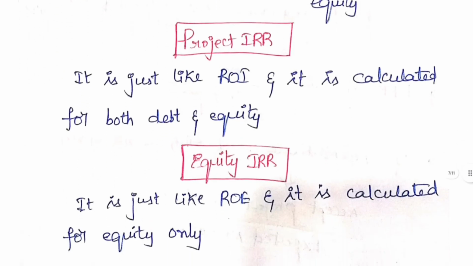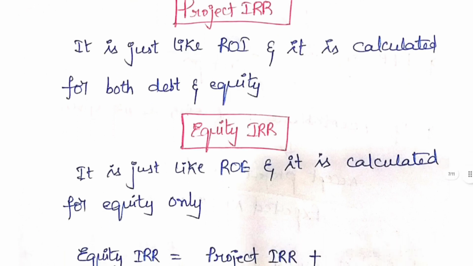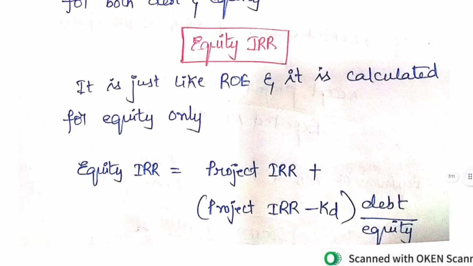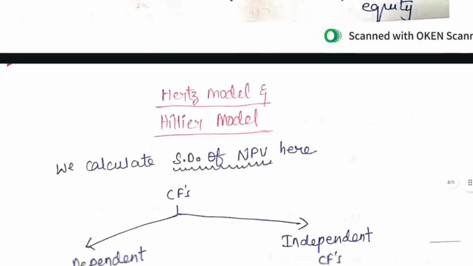Project IRR is just like return on investment, and it is calculated for both debt and equity. Equity IRR is just like return on equity. It is calculated for equity only. Equity IRR equals project IRR plus project IRR minus KD, into debt by equity.